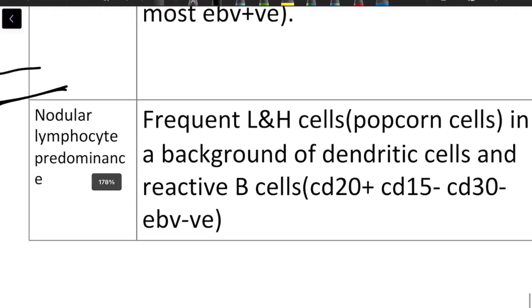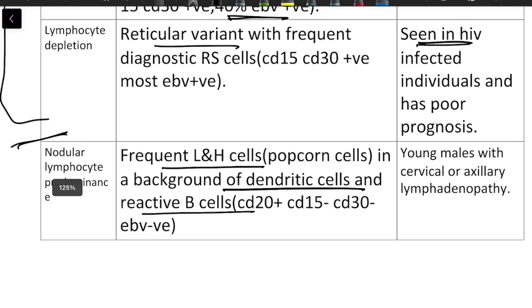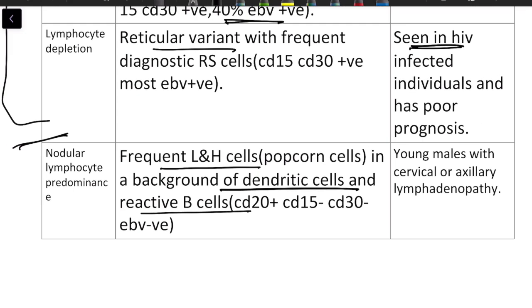If I talk about the nodular lymphocyte predominance, then frequent LP cells or popcorn cells are seen in the background of dendritic cells and reactive B cells. And this is where the game changes, because you don't see CD15 and CD30 positive, and the Epstein-Barr virus is also negative. And what we see are the B cell markers being positive in this.